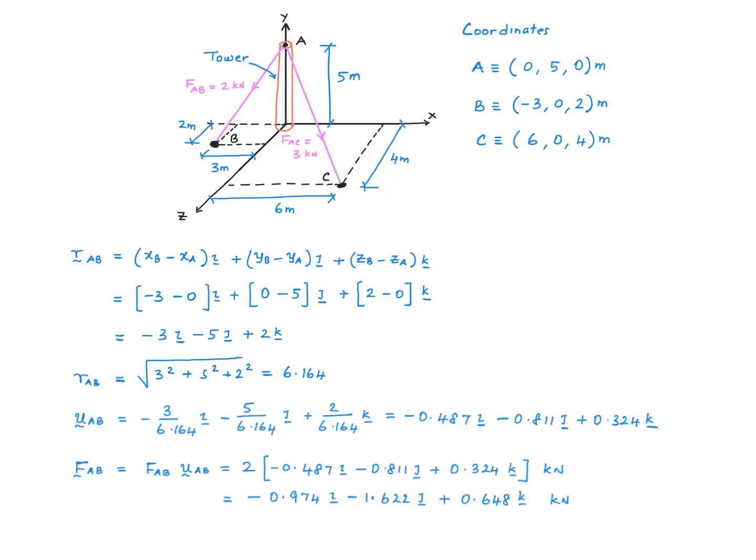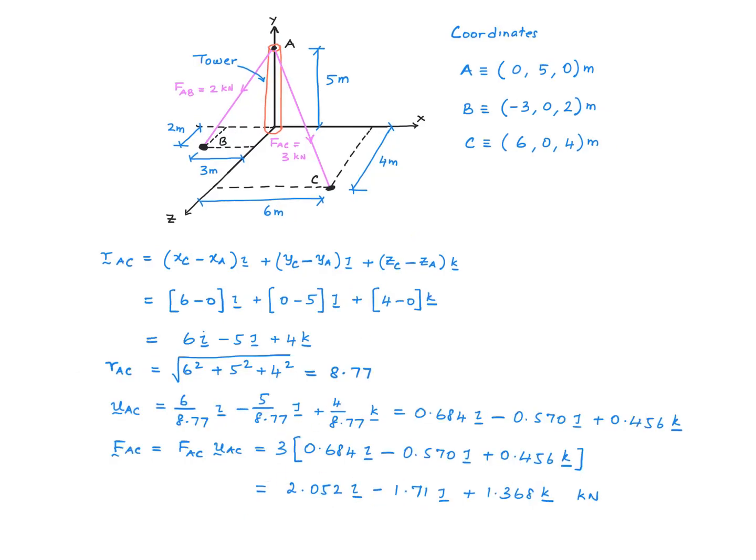The final step of representing vector FAB in its component form is to multiply its magnitude by the unit vector. Magnitude is 2 kilonewton, and this is the unit vector. So here we multiply the two, and after simplifying we get this. So this is the component form of FAB. Now we repeat this in order to find the component form of vector FAC. Here are the details.